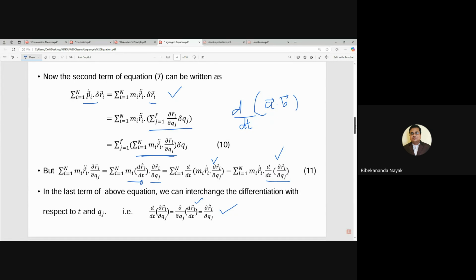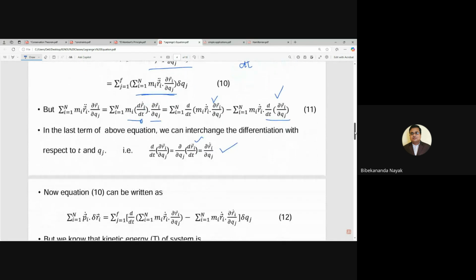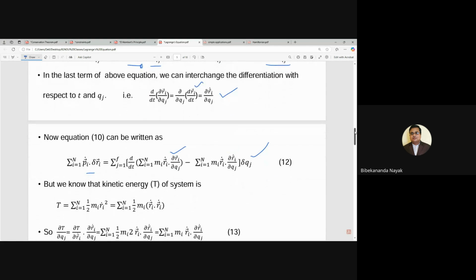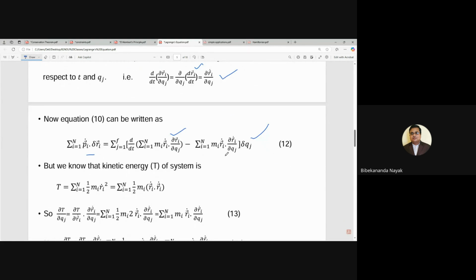You know that t and Qj are independent components. So now my final equation becomes Σ Pi · δRi is equal to d/dt of this term, Σ mi Ṙi · ∂Ri/∂Qj, minus Σ mi Ṙi · ∂Ṙi/∂Qj, into δQj. Okay, this is an important equation.